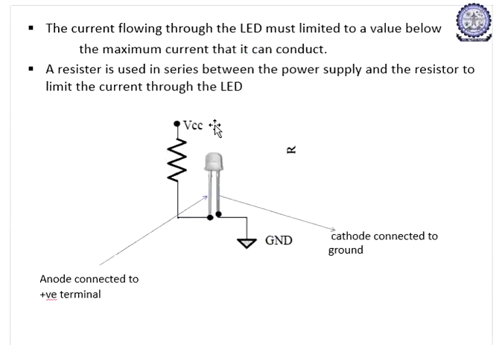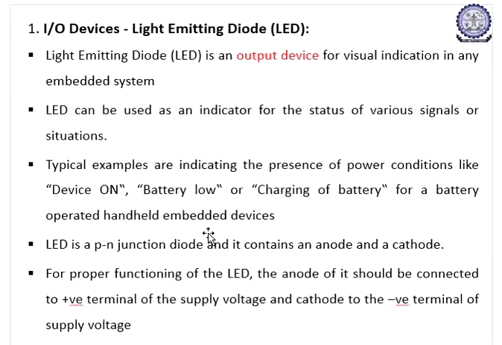How the LED will be connected: there are two pins in an LED. One is called the anode, which is connected to the positive terminal, called VCC, and the other is called the cathode. The cathode is usually connected to the ground. Here the resistor is used for limiting the current flow which is given from the VCC to the anode.